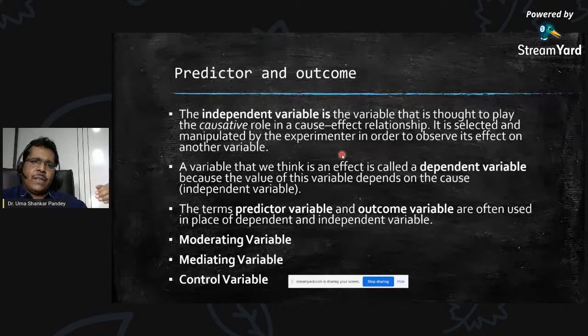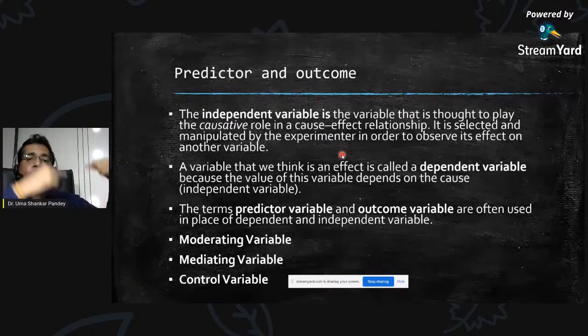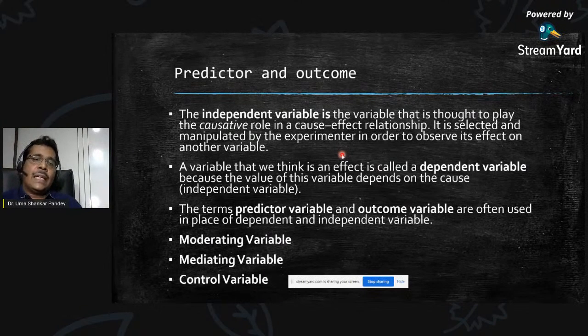If there is a moderating variable present, it will have an effect on the outcome variable, or the dependent variable. As I said, gender or maybe prior weight could be a moderating variable. Mediating variable is very important and very different from a moderating variable. A mediating variable is one which depends on the independent variable and which causes the dependent variable. So that is a very important difference to understand between moderating and mediating variables.